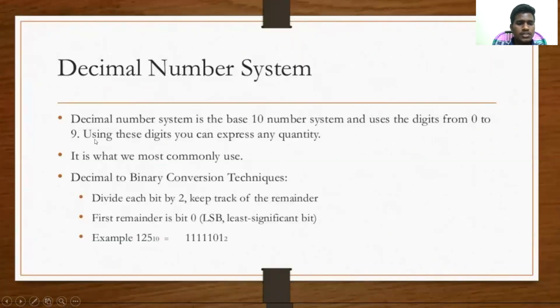And next, the decimal number system. The decimal number system is the base 10 system and uses the digits from 0 to 9. Using these digits, you can express any quantity. It is what we most commonly use.